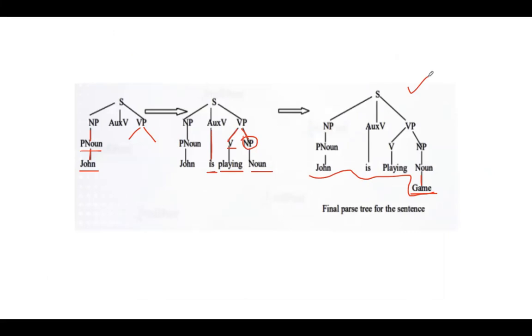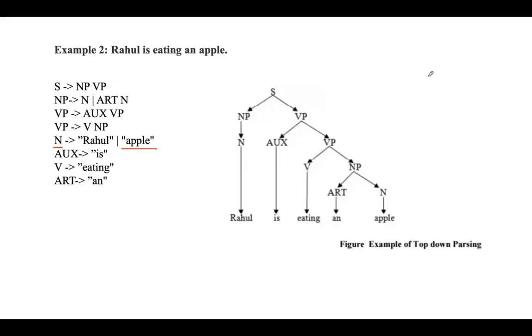So here, the top-down parsing technique has the advantage of never wasting time investigating the trees that cannot result in the start symbol, which indicates it never examines sub-trees that cannot find a place in some rooted tree. So let us move to the second example. That is, Rahul is eating an apple.